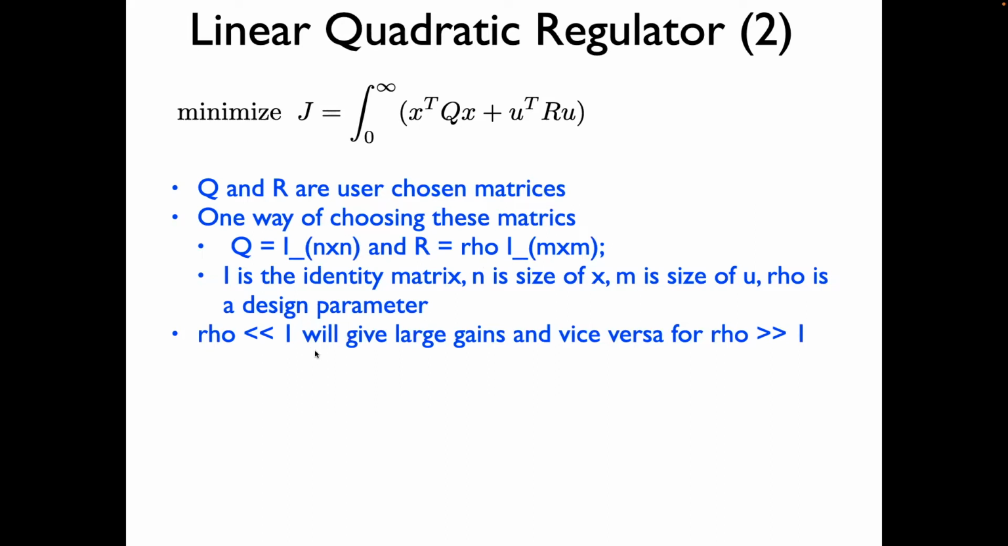If rho is much less than 1, it'll give very large gains and more aggressive control. If, however, rho is greater than 1, then we will not have too aggressive control, and the system will typically not be stabilizable under large disturbances.